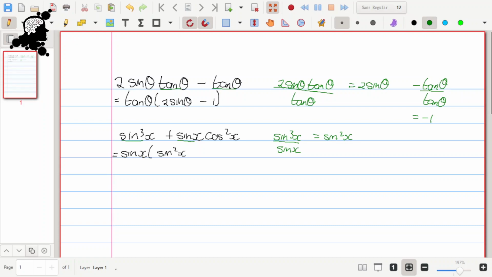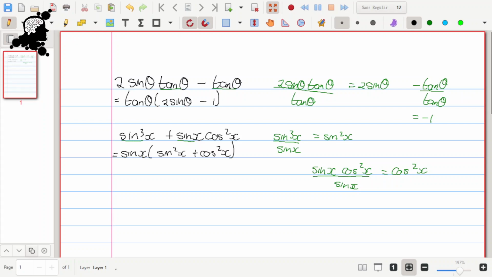Now I need to take the second term and divide it by the common factor. So sine of x cos squared x divided by my common factor, which is sine of x, is just going to give you cos squared x. So let's go back and write down the cos squared x.